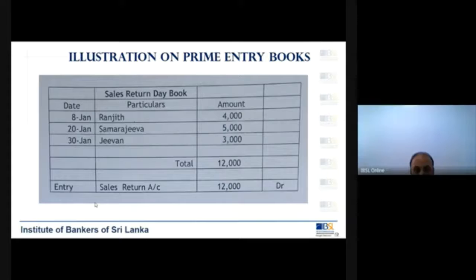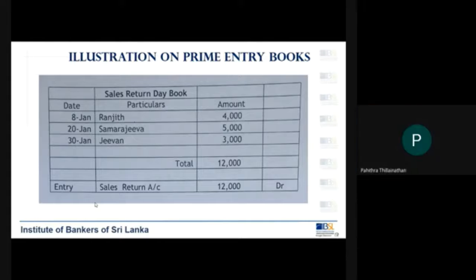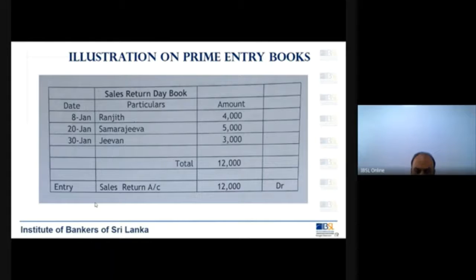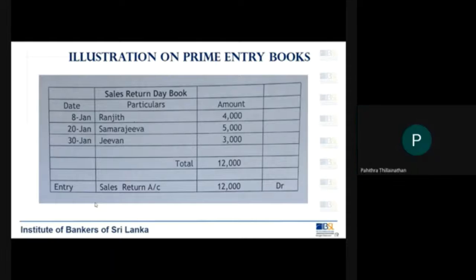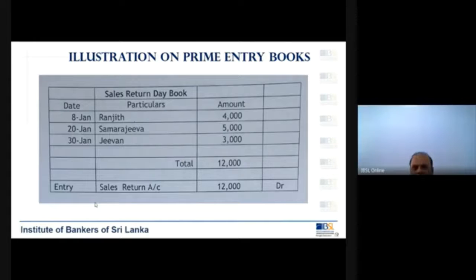Yes, I told you, we never go and debit the sales account. We don't show the reduction in the sales account. Instead, we debit a new account called sales return. So debit will be in the sales return account. And where will you credit? Debtors account. Debtors account, very good.